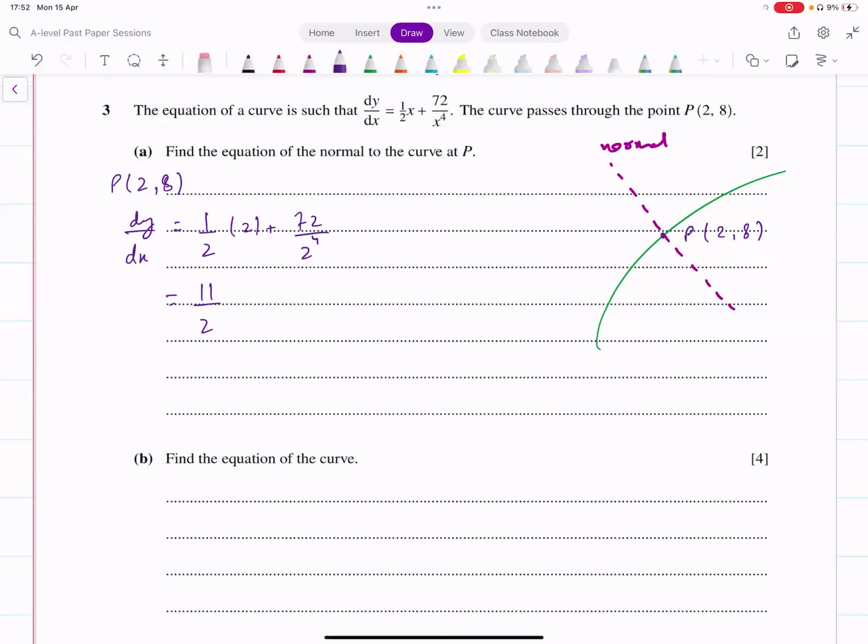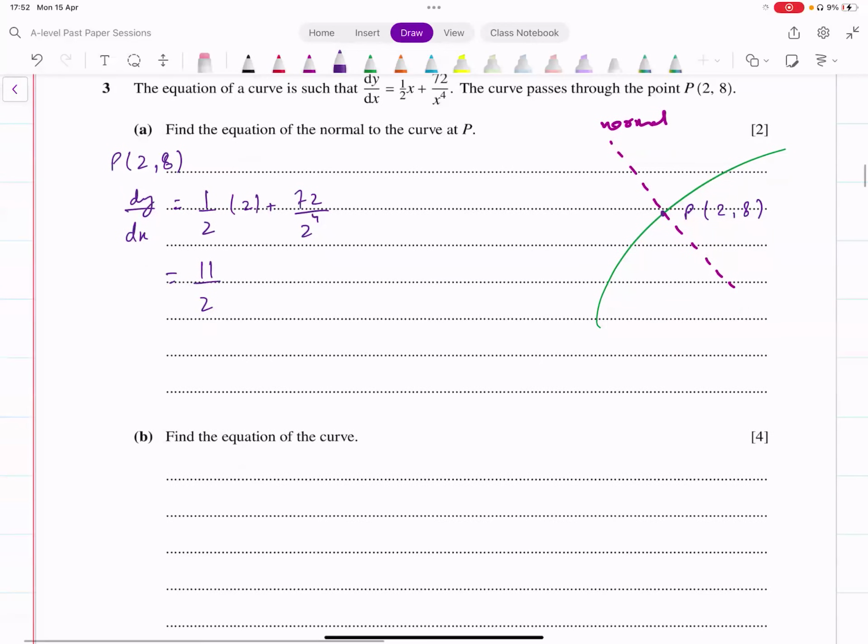Now what does this represent? This represents the gradient of the curve. This is the gradient of the curve at the point P. Now, what about the gradient of normal? It's just the negative reciprocal of that.